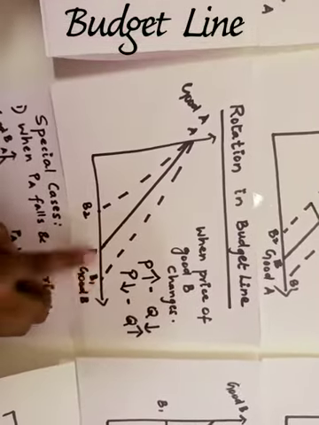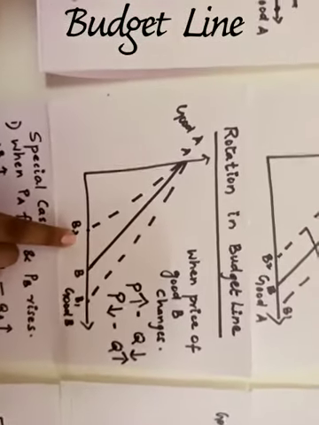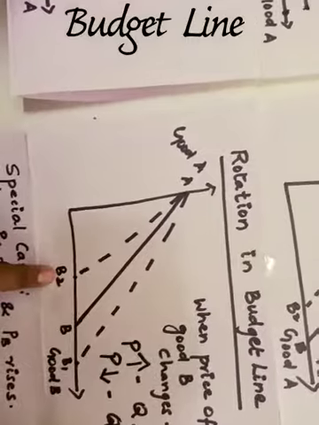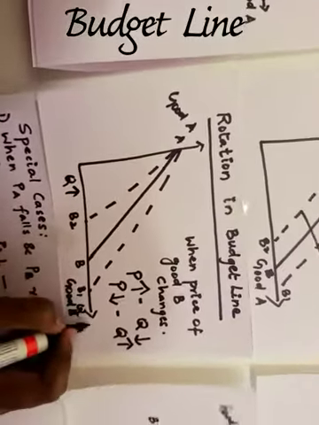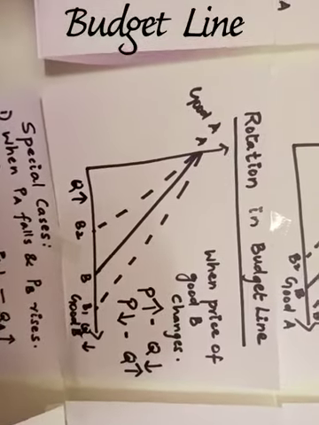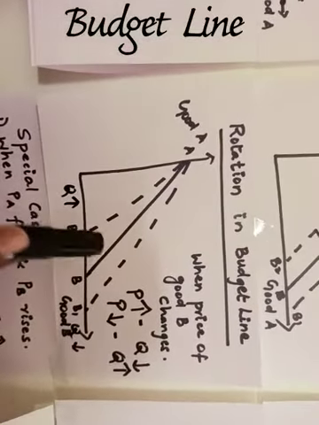That means here it is a price increase and here it is a price fall. So here we are buying more quantity, and here we are buying less quantity. So our real income is increasing here, and here our real income is coming down.